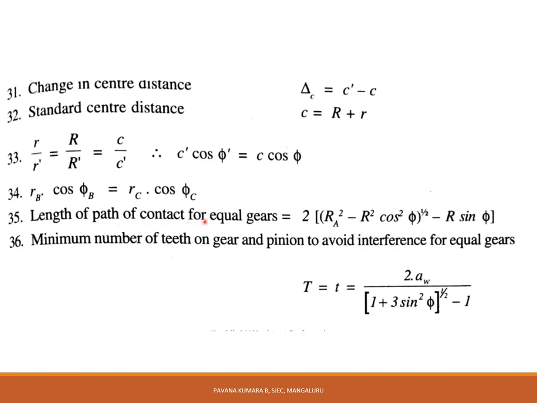Length of path of contact for two equal gears. Sometimes two equal gears are used, so in that case the driver as well as driven diameter is the same, or radius is the same. In that case, the length of path of approach and path of recess are the same. So for the addition, you just multiply by 2. Path of approach 1 plus path of recess 1 total is 2. So we'll see problems one by one.